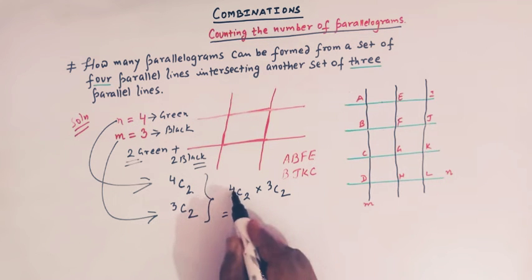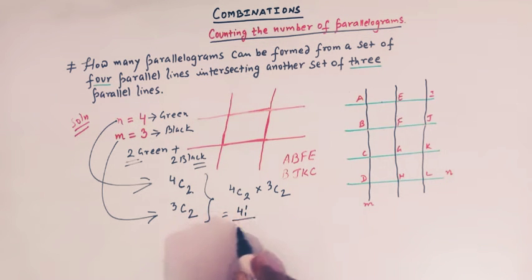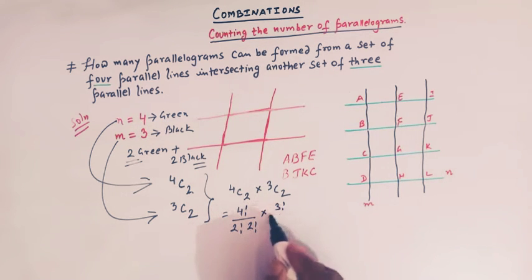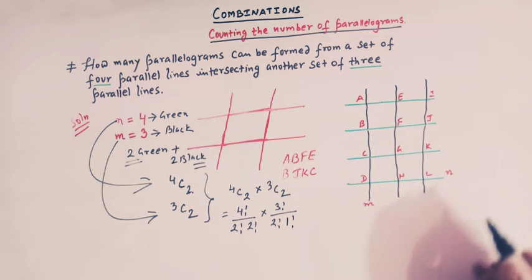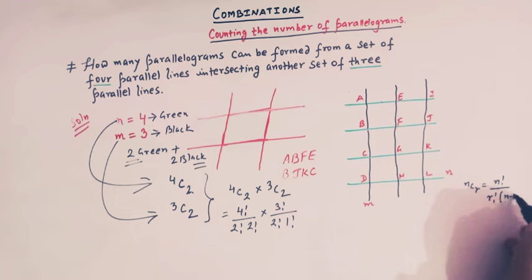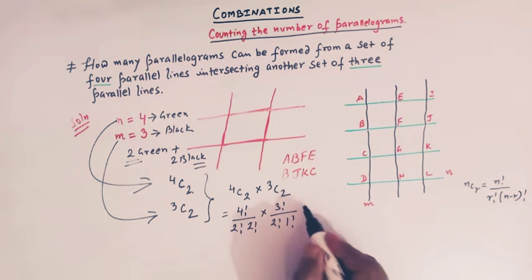And this 4C2 is 4 factorial over 2 factorial times 4 minus 2, 2 factorial. Here we have 3 factorial over 2 factorial times 3 minus 2, 1 factorial, right? So here we have used the result n factorial over r factorial times n minus r factorial, right?